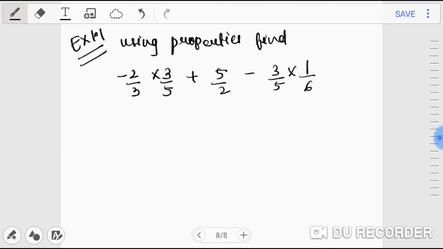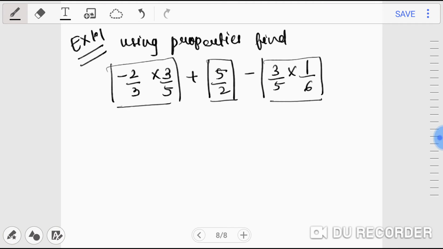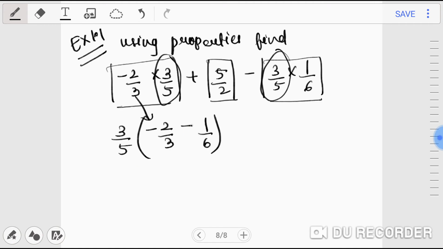6. My dear kids, there are 3 terms: 1, 2, 3. If you notice, in your first and last term you have 3 upon 5 common, and inside you have to keep minus 2 upon 3 and minus 1 upon 6. Where did this minus sign come from? This. And outside you will have plus 5 upon 2.